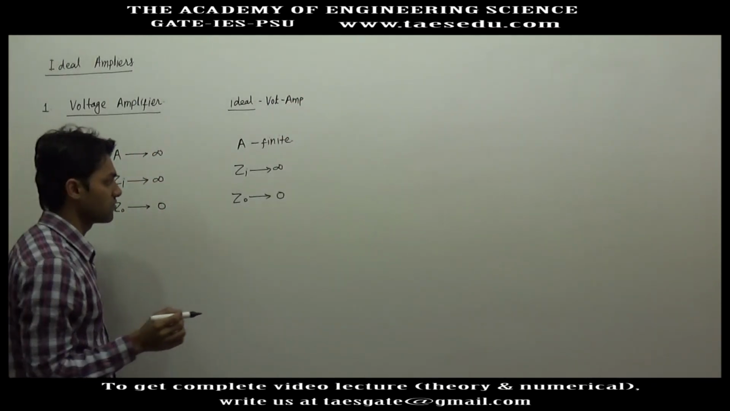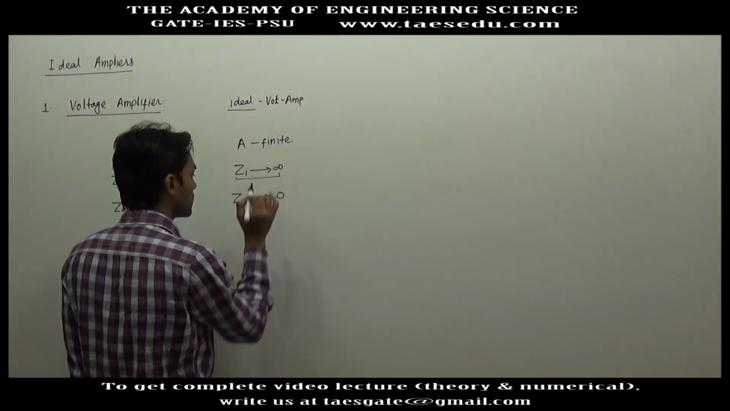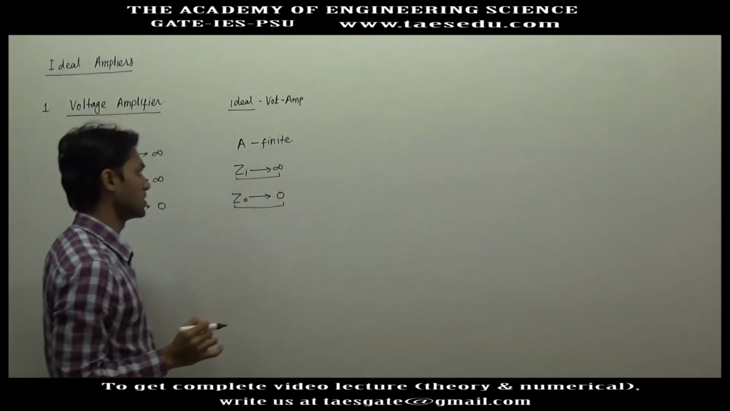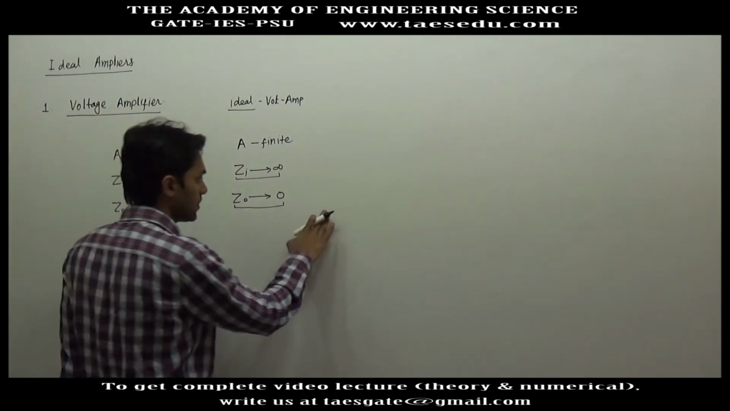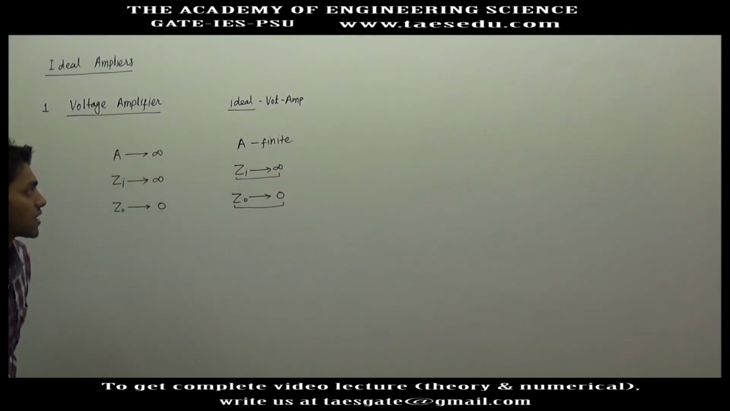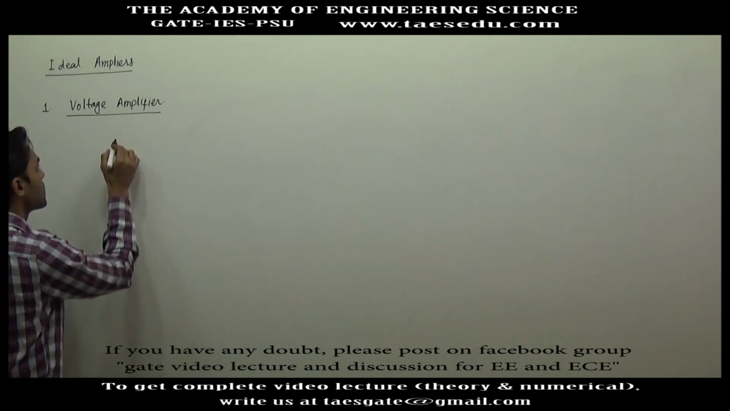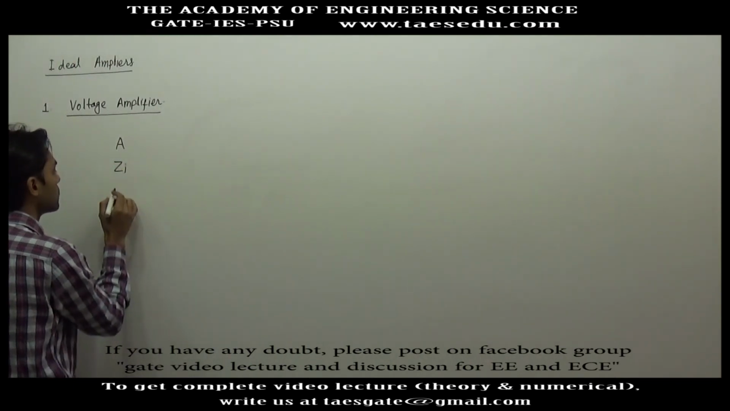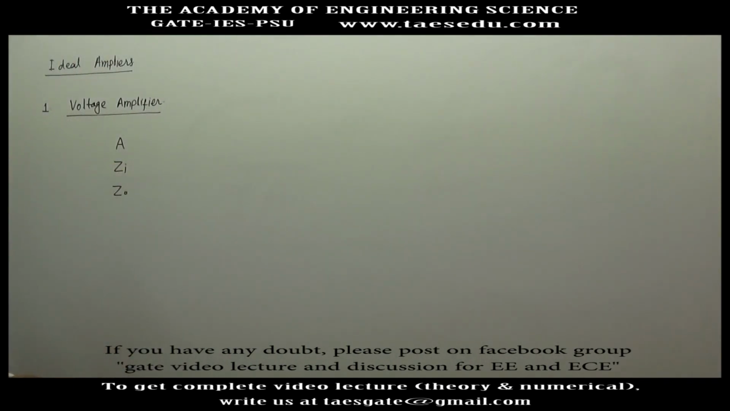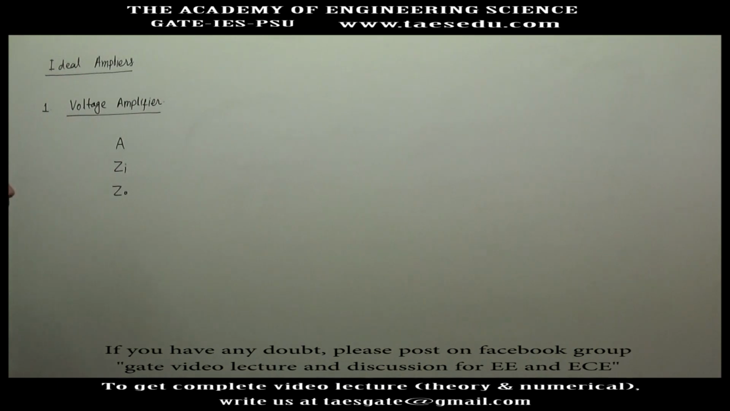Now with the help of an example, we will see that if input impedance is not infinite or output impedance is not 0, then what will be the effect and why it will be called non-ideal. So let us first make a circuit diagram or a model of a general voltage amplifier. Let's say we have a voltage amplifier with gain A which is not ideal, so it will have some finite input impedance and finite output impedance.